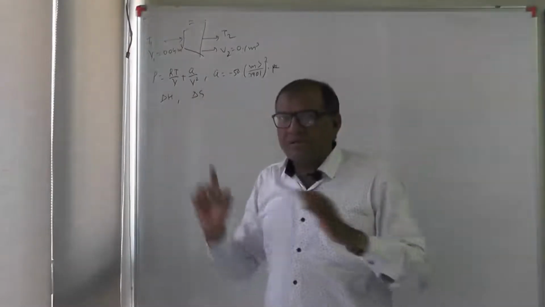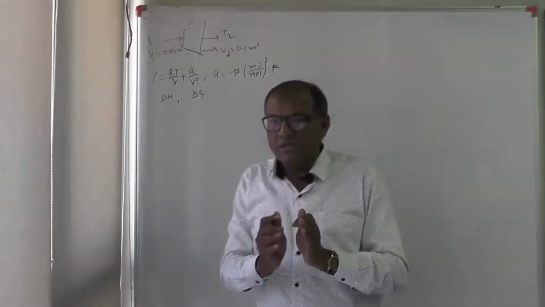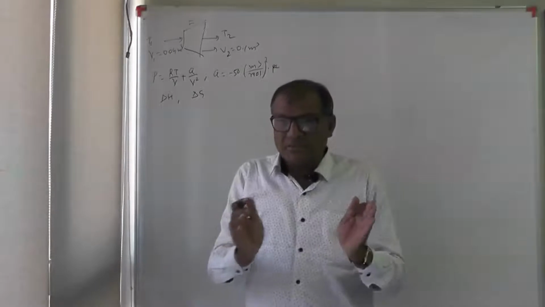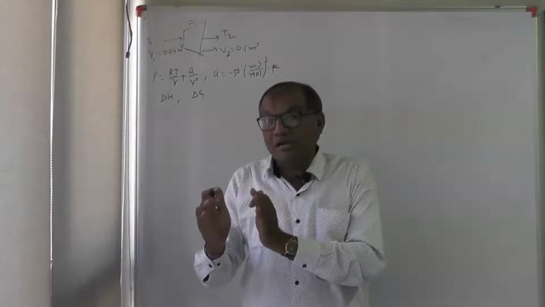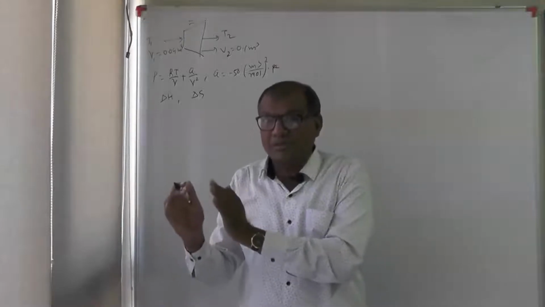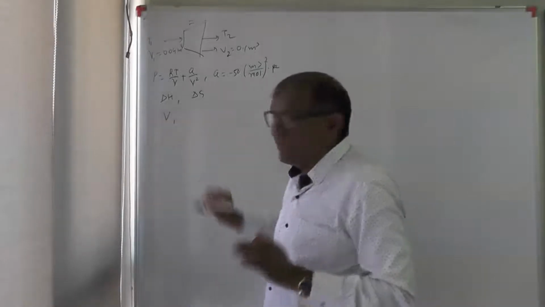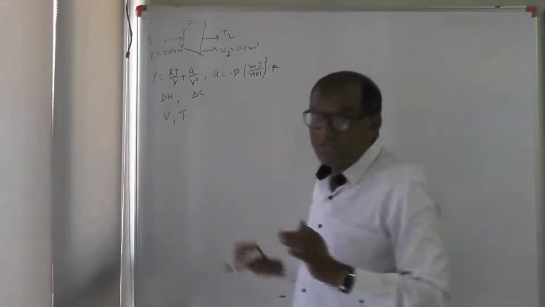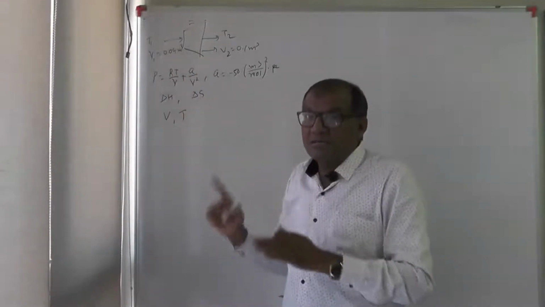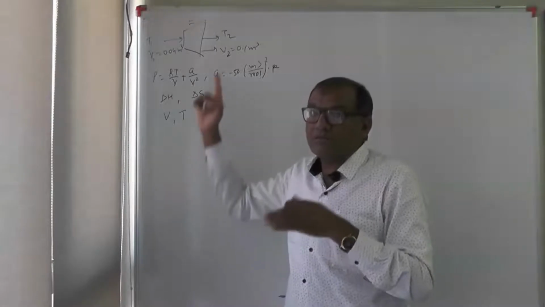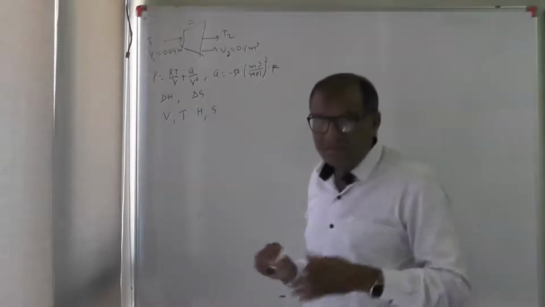Earlier I have explained about any problem. If you want to solve any problem, you should segregate two things: what are the known parameters and what are the unknown properties or parameters. Here the known parameters are V, volume, and temperature. Though I don't know the value of temperature, I can consider it a known parameter because temperature is constant, and the unknowns are H and S.